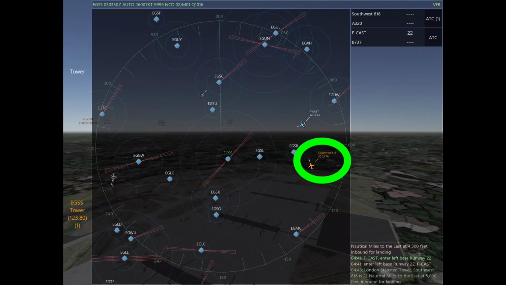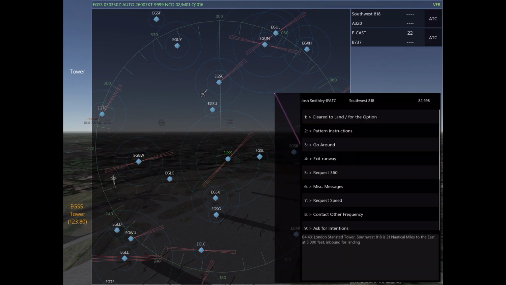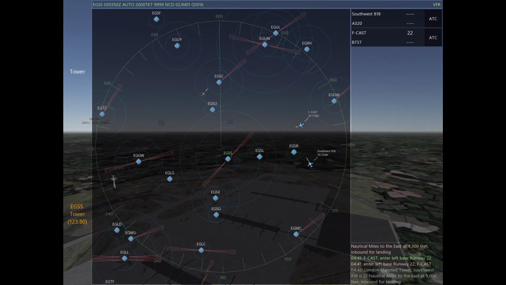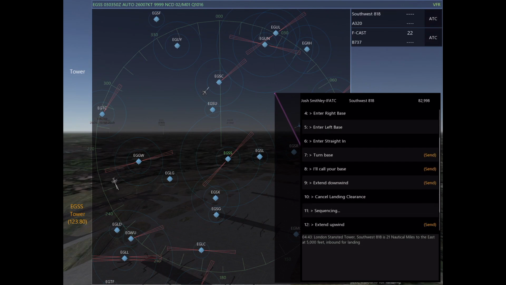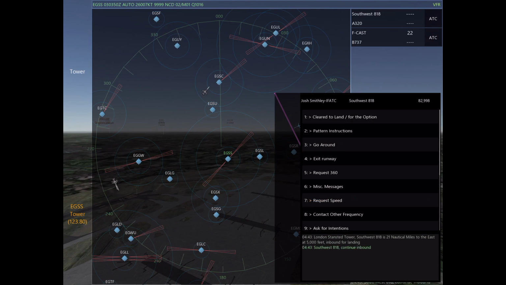The next person that calls me is Southwest here on the right side of your screen. Now, based on his speed and the speed of Foxtrot Charlie Alpha Sierra Tango, I'm not quite sure how this is going to play out yet. So we're going to go and tell Southwest just to continue inbound. And there's nothing wrong with simply telling him to continue inbound and seeing how the situation evolves, and then you can make a better decision off of that.